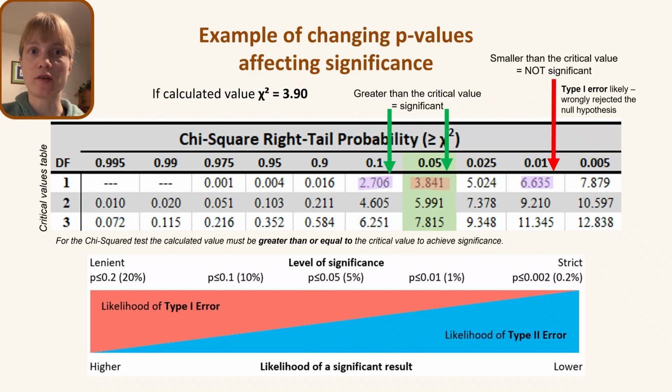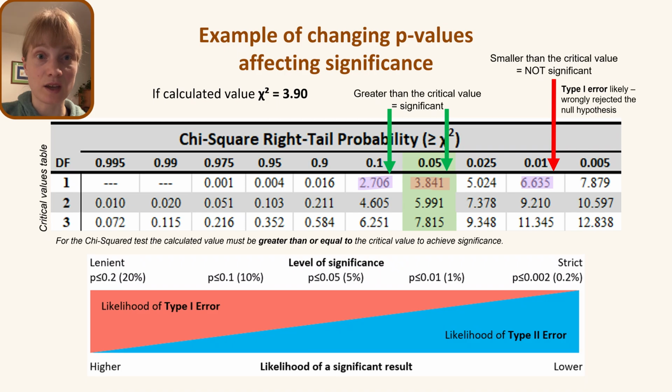This example shows how error likelihood can be seen by comparing calculated and critical values at different p-levels. If a chi-squared test produces a calculated value of 3.90 and the critical value at 0.05 is 3.841, the result is just significant, barely. This links to what we just discussed about errors being more likely when those values are close to each other. In this situation, a Type 1 error is likely because if the significance level were made stricter, say to p ≤ 0.01, where now the critical value is 6.639, the result would no longer be significant.